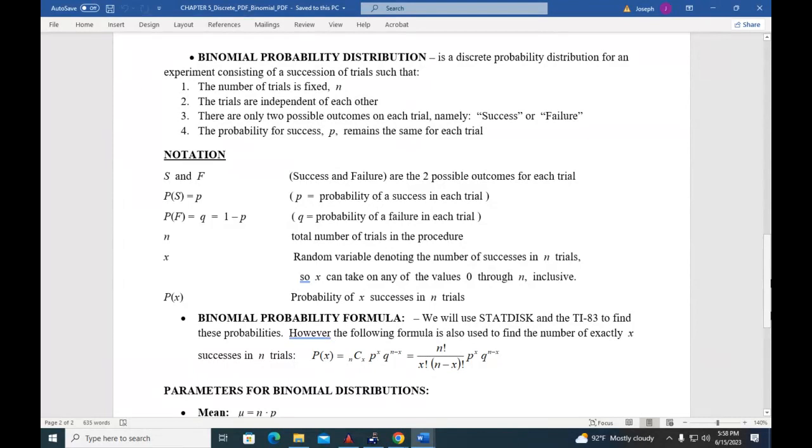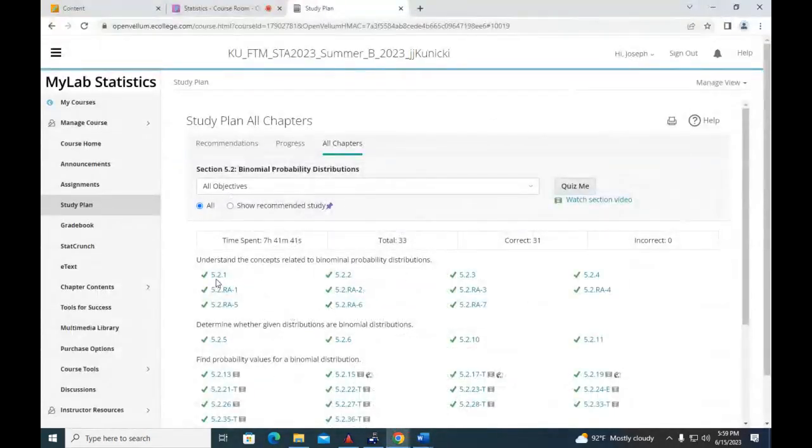n is the total number of trials. x is the random variable. x takes on the value of the number of successes from 0 to n. So there's n plus 1 possibilities. If you have 10 trials, there's 11, x goes from 0 to 10. So there's 11 numbers in the probability distribution. P of x is the probability. This is the formula, which we'll generate. We'll show you where that comes from. So, with that in mind, and you have it on the printout for yourself, let's go ahead.